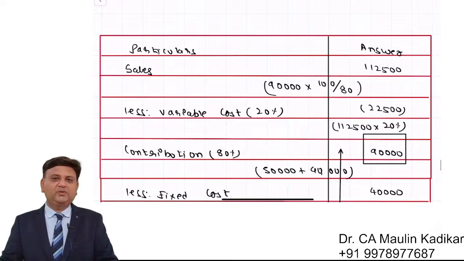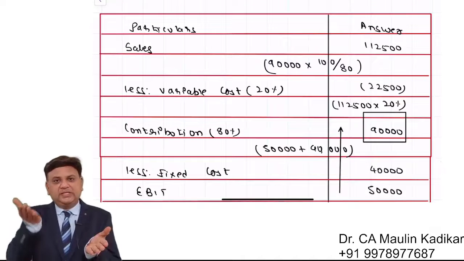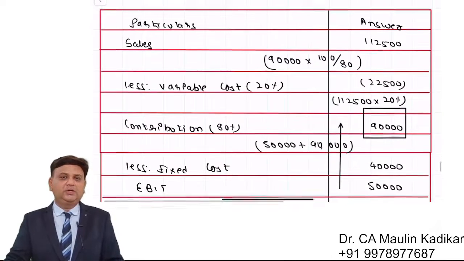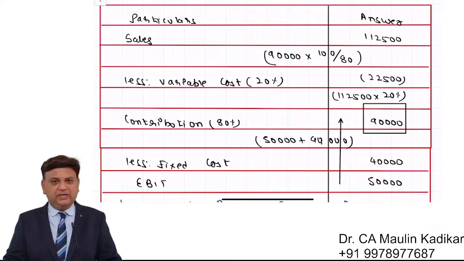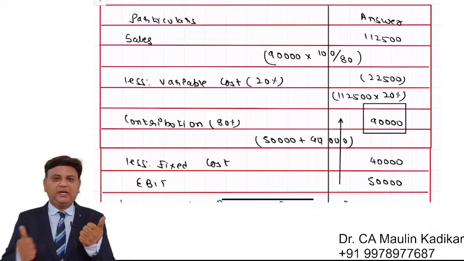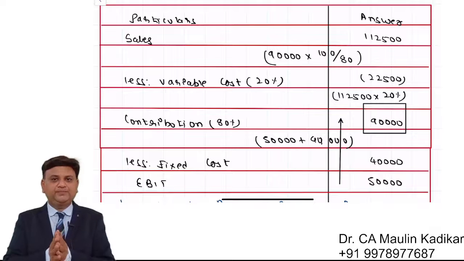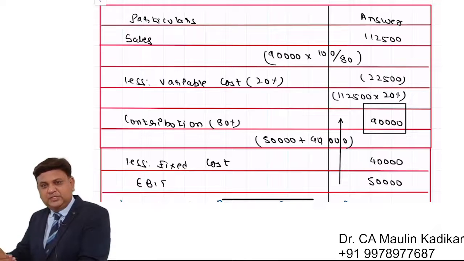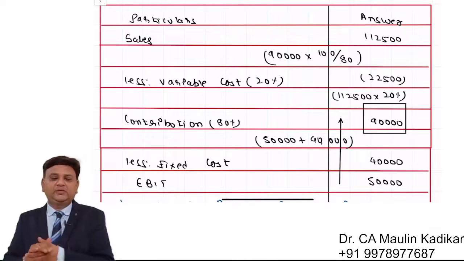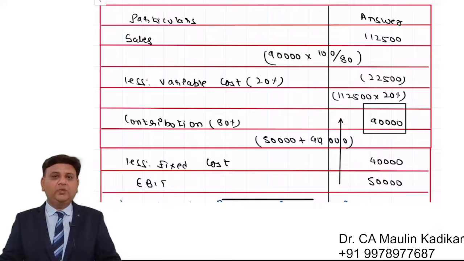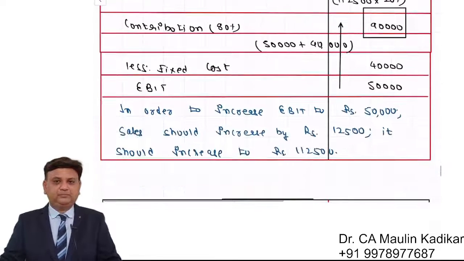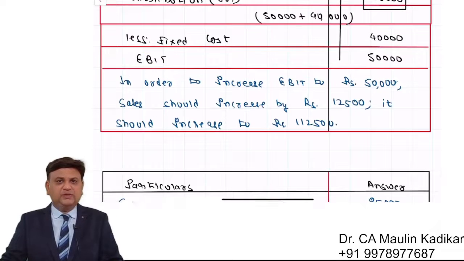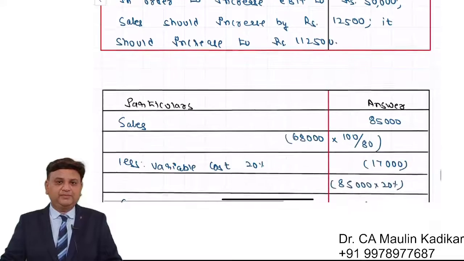Next, it is provided to us that the company wants to increase the EBIT to 50,000. So we have made the backward working. For 50,000 of EBIT, contribution should be 90,000 and PV ratio is 80%. So for every 100 rupees of the sales, contribution is 80. Suppose we want to have contribution of 90,000, sales should be 1,12,500. So it should increase by 12,500. It should increase to 1,12,500.